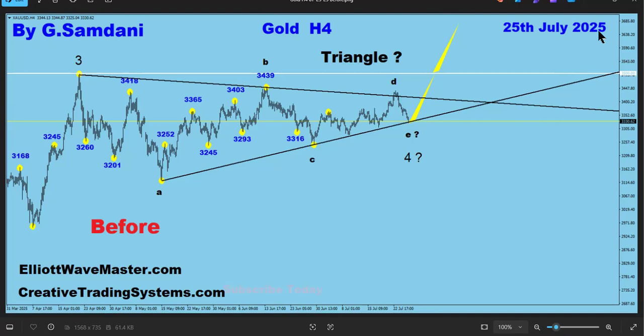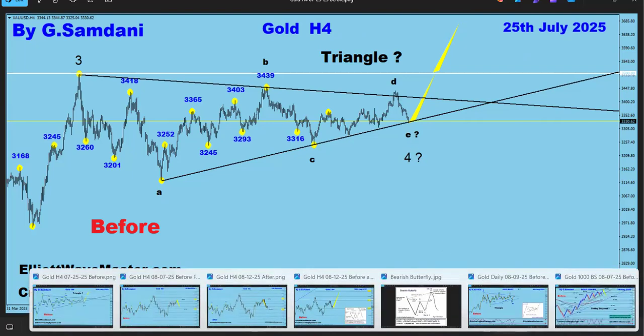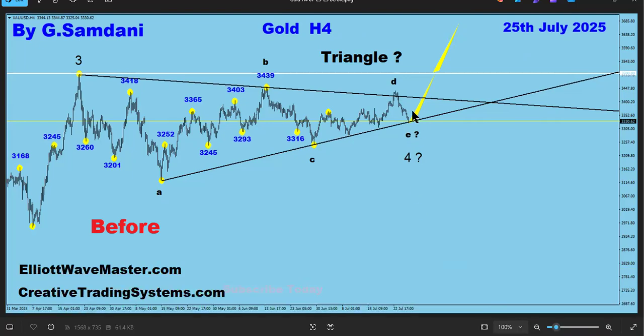So let's get started. This is the H4 chart of gold I made on 25th July, right? It's a triangle. After finishing wave 3, you have A, B, C, D, E. I said, well, if we hold above the TL, we might be going to the upside. The triangle may have finished here, right? Now it started to go up here and hit the TL.